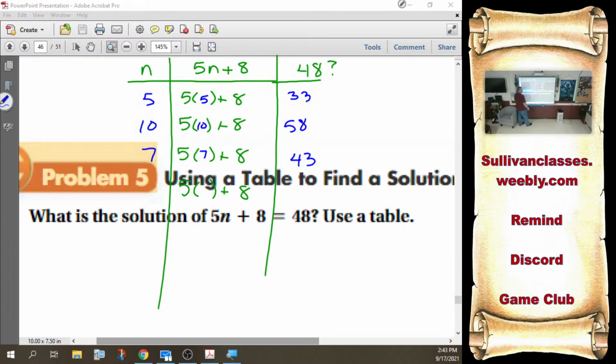43. Okay, I'm getting warmer. I know it's higher than that. I know it's lower than that. And you try 8. 5 by 8 is 40. 40 plus 8 is 48. Ding, ding, ding. That's my winner.